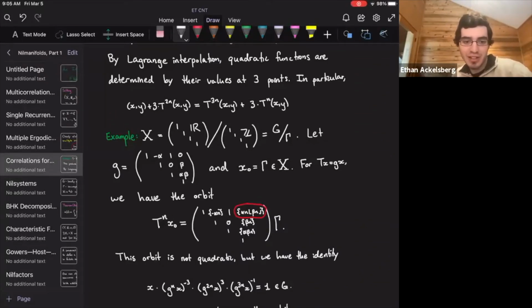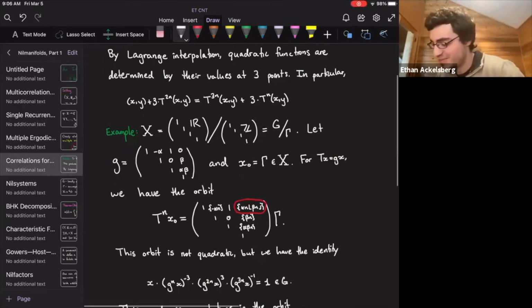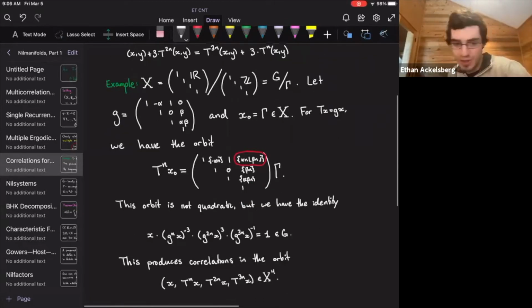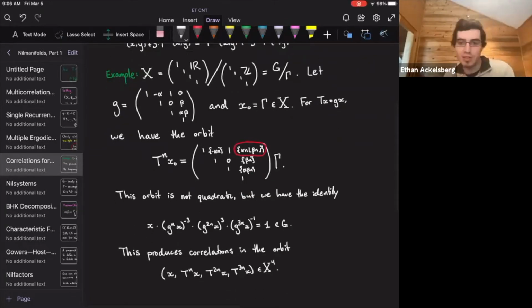I didn't actually check this, but I think this is supposed to be true for any 2-step nilpotent group. Something like this holds. That I can believe. I can say confidently. Okay, right. So the point is we get some correlations in this orbit that's controlling 4-term progressions.